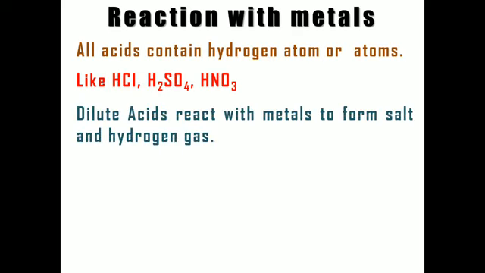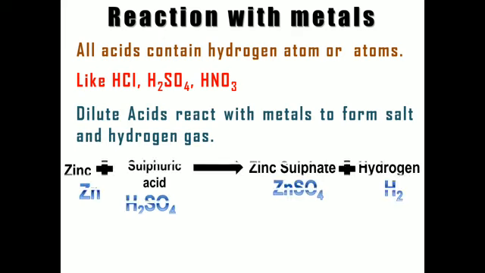Now what happens when an acid, normally a dilute acid, reacts with a metal? They form two products: one is salt and the second is hydrogen gas. You can see in this reaction equation, zinc, which is a metal, reacts with an acid like sulfuric acid. A salt is produced, zinc sulfate, and the second product is hydrogen gas, which is released.